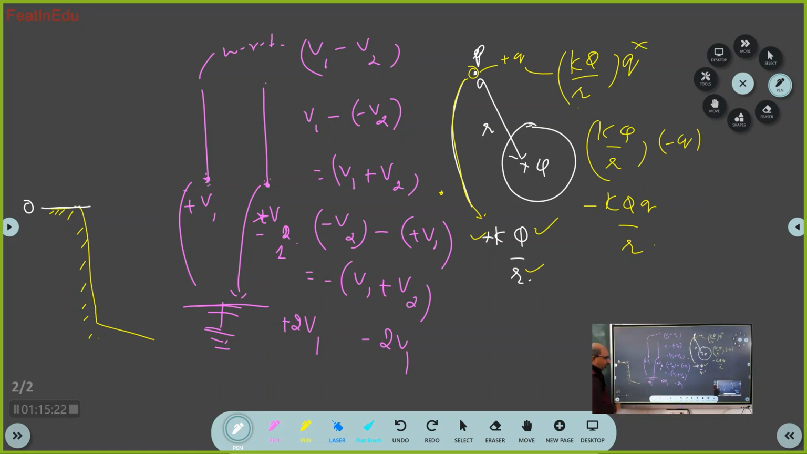So now this is the reference point. So the potential of this point is 0. The potential of this point is plus V1.